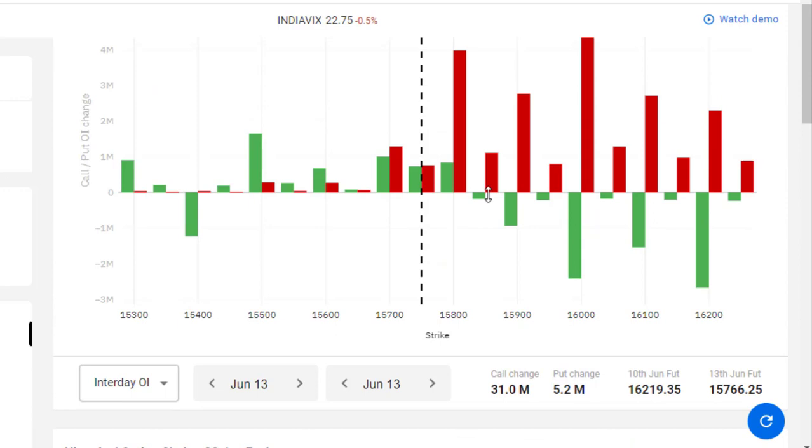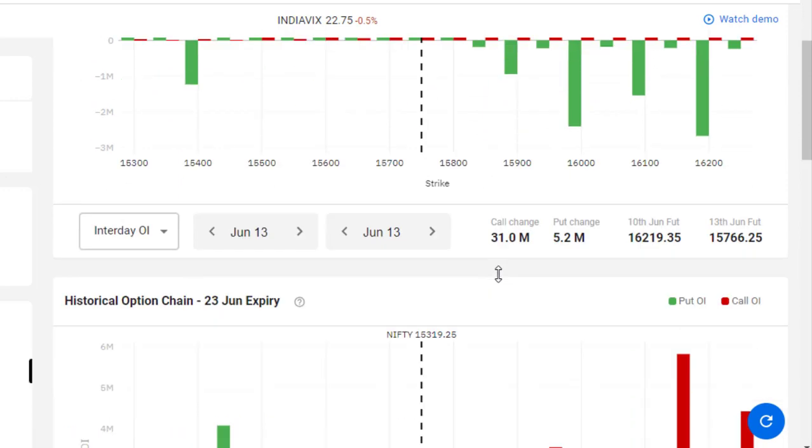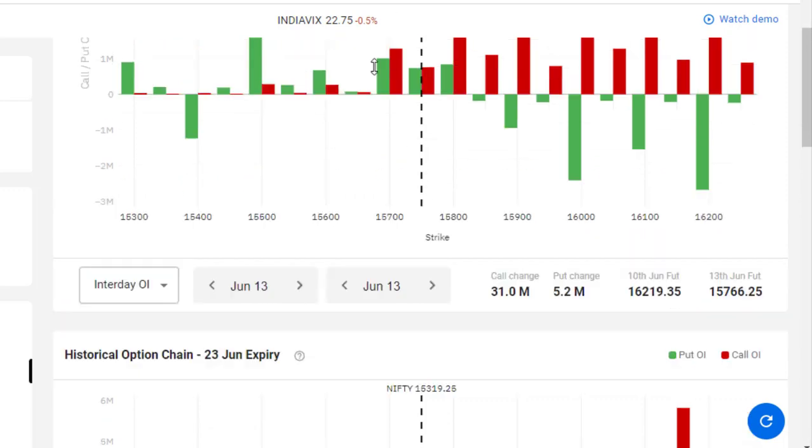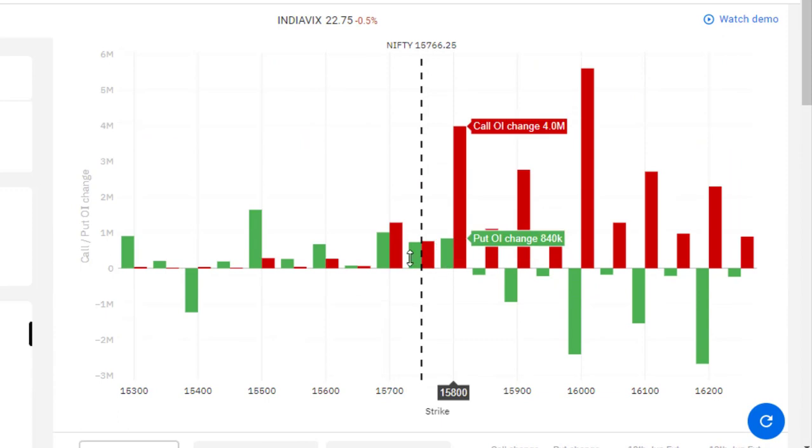So this is intraday data. You can see that it keeps changing in the intraday time frame. I'll try to make another video when the market is live. I will show you how you can take positions using this data.